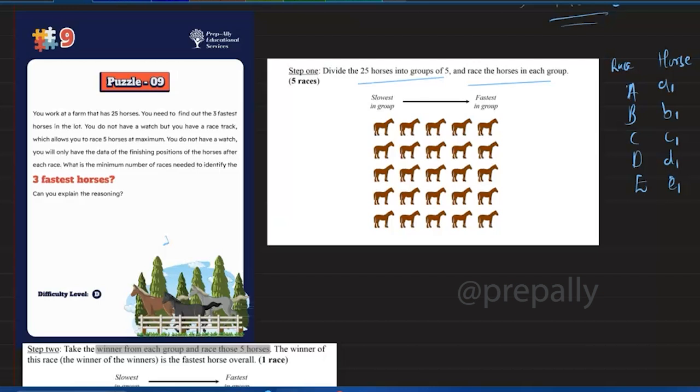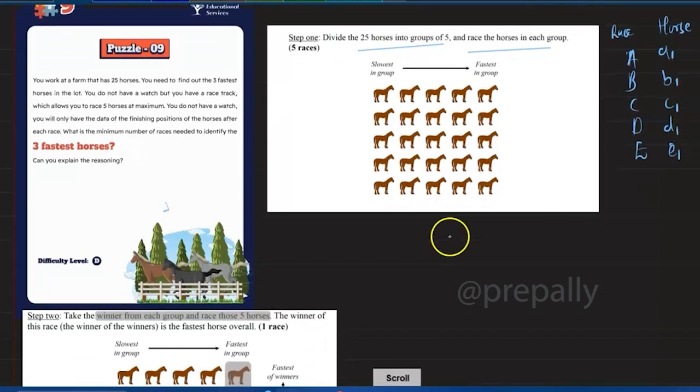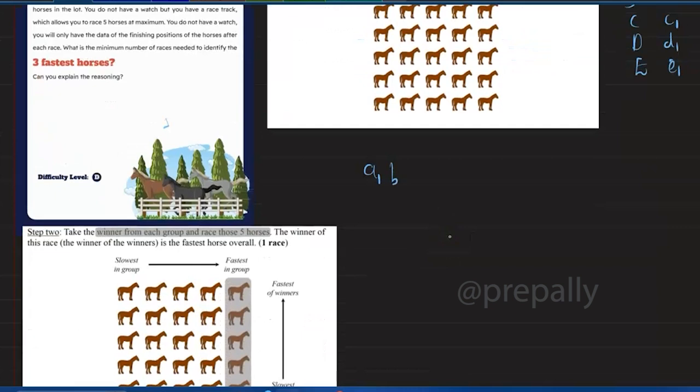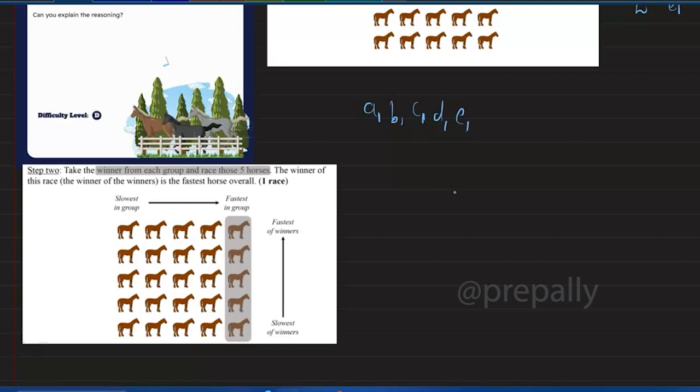So naturally, the next race will be these five. So you race A1, B1, C1, D1, E1. Now, from this, we will get the order of the fastest five according to our previous races. Whichever finishes first here, let's not say A1 because it's obvious, but let's say C1 finished first. This would mean that C1 is the fastest horse.